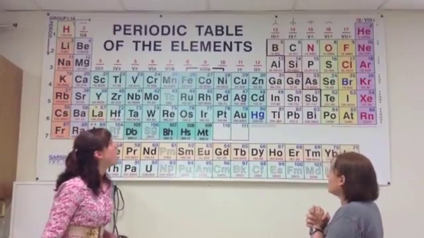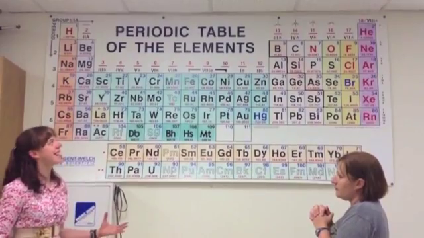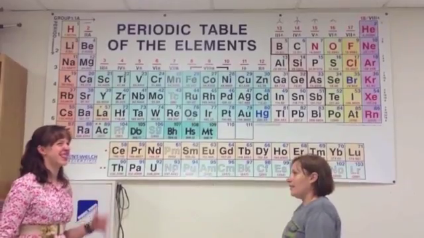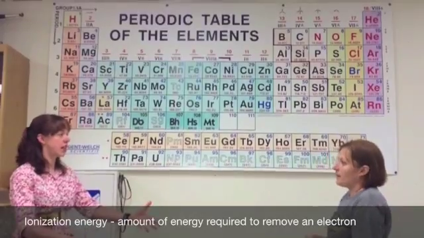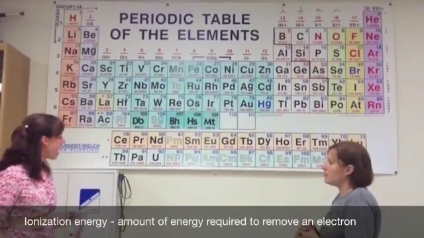Okay. Right. All right. And so another property we have to think about is ionization energy. These are all huge words. What's the deal? They really are. The scientists like big words. Okay, ionization energy. So we know what energy is. Yeah. How much energy it takes to do something.